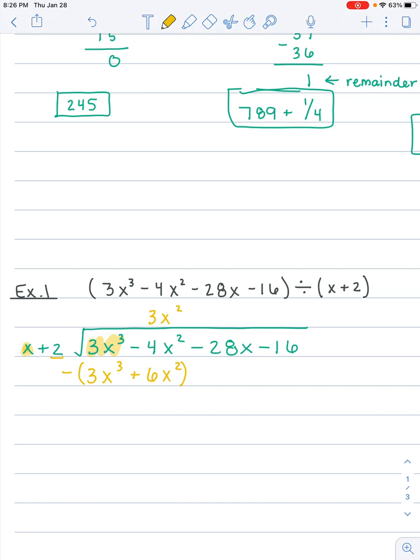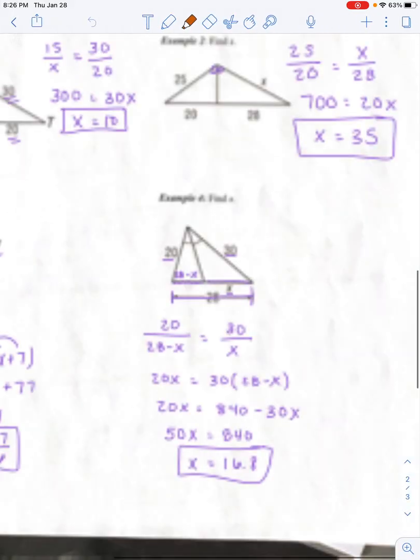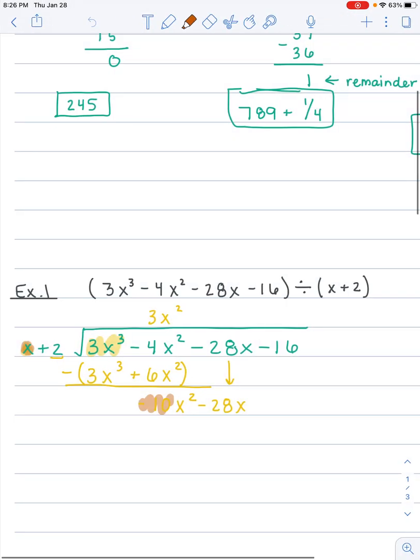What we're going to do, just like we did before, is subtract these two things. 3x cubed minus 3x cubed is 0. Negative 4x squared minus 6x squared is negative 10x squared. Drop down your next term, and we're going to start the process over again. Now we're trying to match this x squared, and we're trying to make it look like the negative 10.